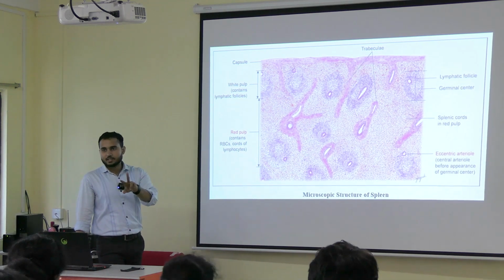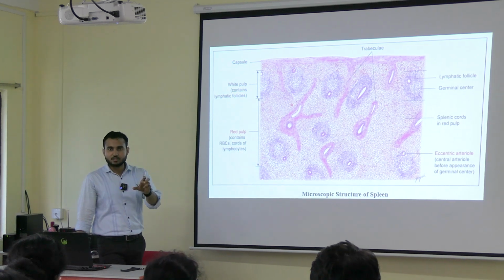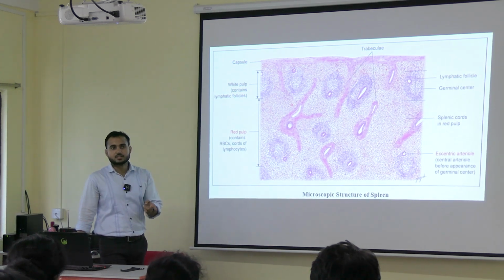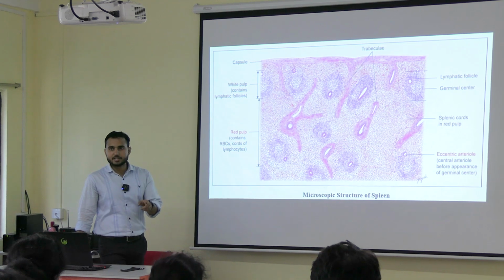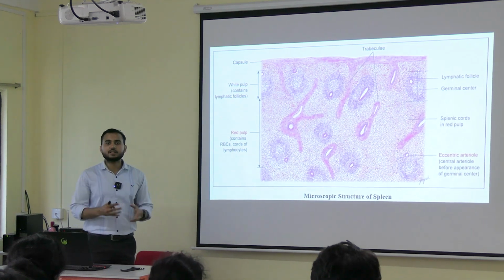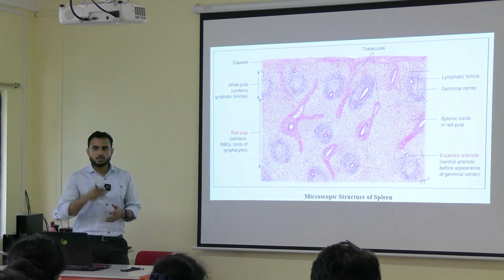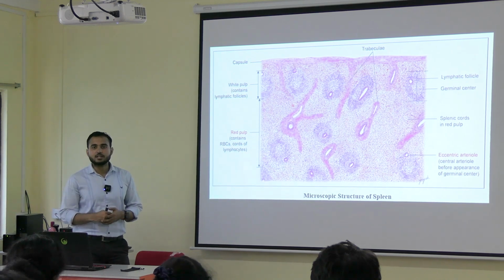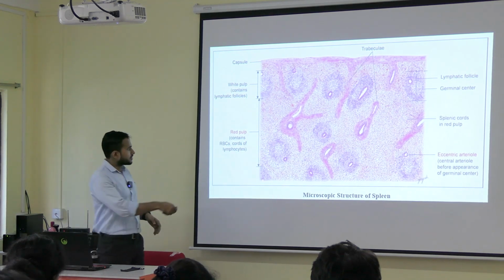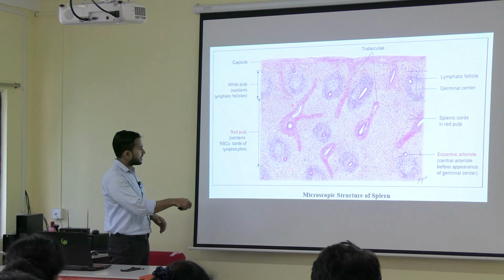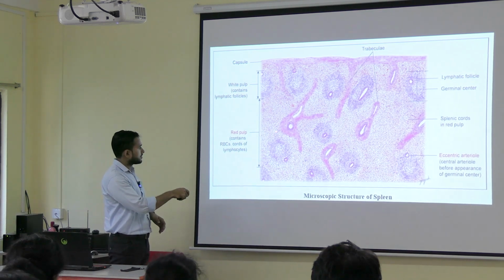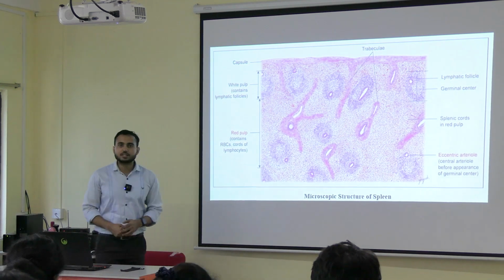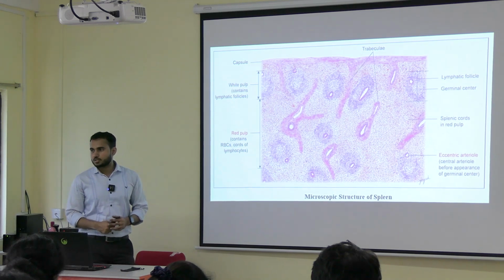Two things are there in the red pulp. First of all, cells are there: RBC, macrophages, plasma cells, lymphocytes. Those cells are in the form of cords, and those cords are separated from each other by sinusoids. Can you see so many empty spaces in the red pulp? Can you see small empty spaces? These are nothing but the sinusoids.